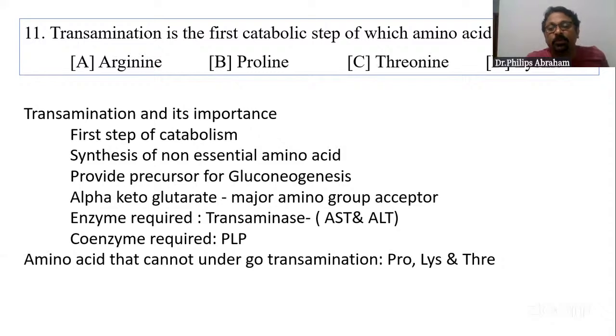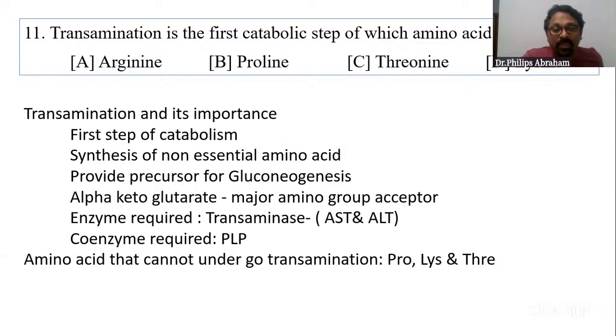Now we can check the question. Transamination is the first catabolic step of which amino acid given below? Proline, threonine, and lysine cannot undergo transamination, so those options are ruled out. Then we have only one, arginine. In other words, of the 20 main amino acids, all the other 17 can undergo transamination, and that's the first catabolic step.